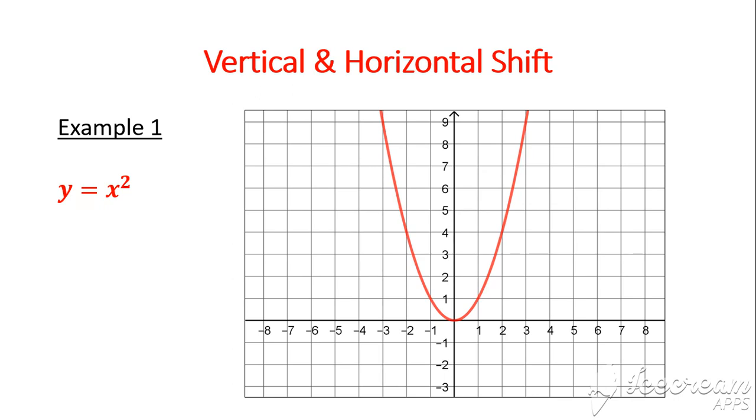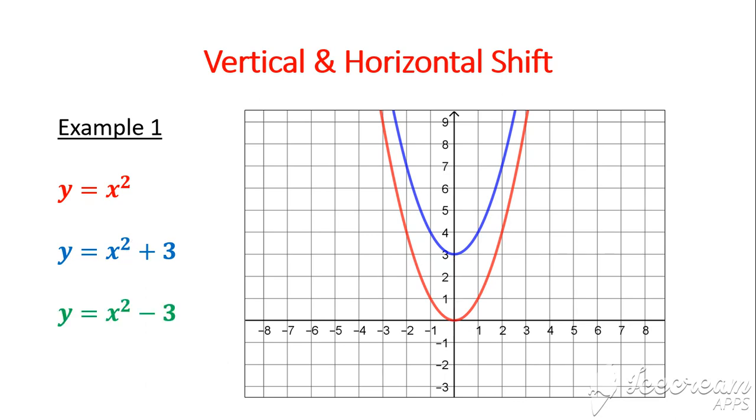In the last video, we showed you how to draw these with a table. In this example, y equal to x squared, we have a vertex sitting on the origin. If I asked you to draw the graph y equal to x squared plus 3, it is actually the same graph as y equal to x squared, but the whole graph has moved up 3 squares. That's what this plus 3 at the end does.